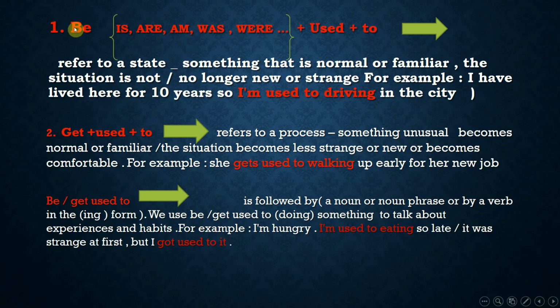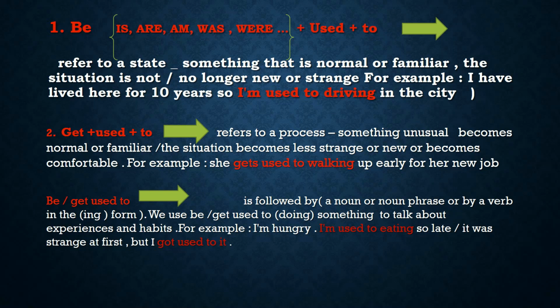So we can say, for example, she is used to. They are used to. I am used to. This is in the present tense. I was used to. They were used to in the past tense. Be used to refers to a state or something that is normal or familiar.